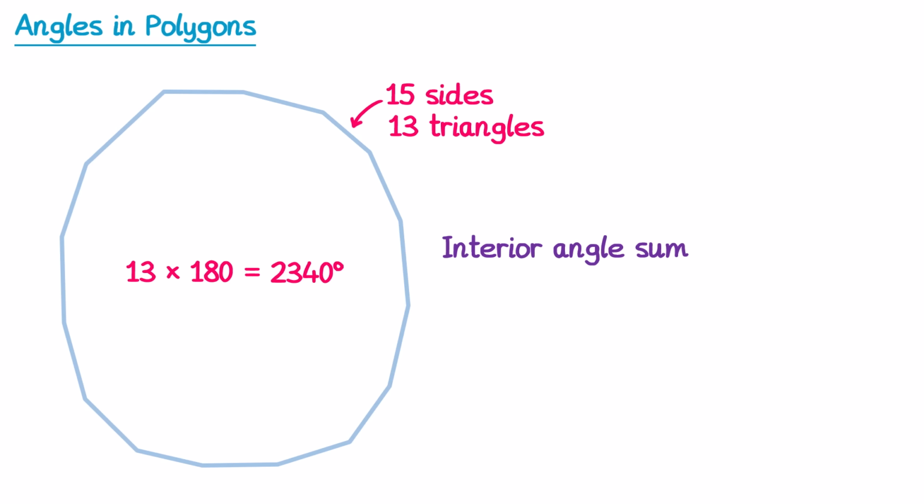Let's say that we have a shape with n sides. To find the number of triangles, we subtract 2 from the number of sides. So this is n subtract 2. And then once we have this number of triangles, we just multiply it by 180. So this formula here will allow you to work out the interior angle sum of any polygon of any number of sides.